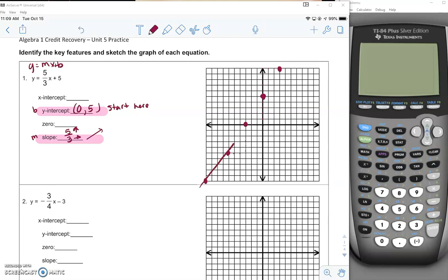Once you have your points, connect them with a line.